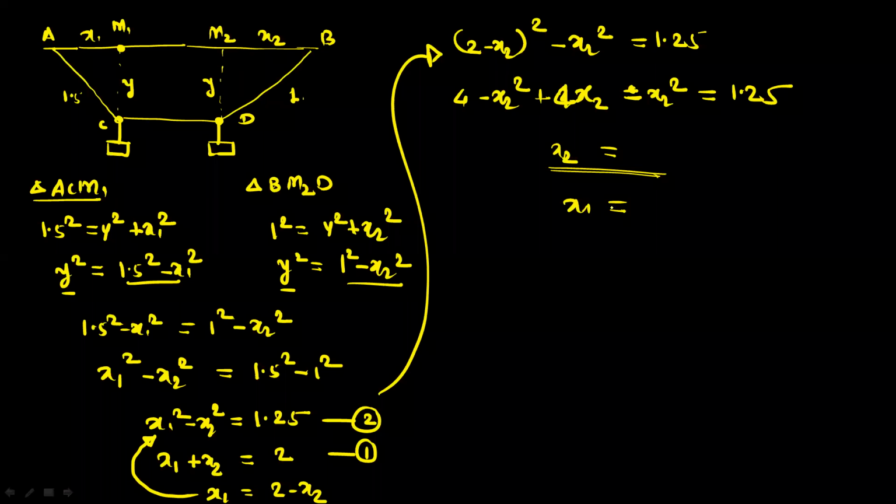From this, you will get the values. Just check the answer: you will get x1 as 1.3125 and x2 as 0.6875. Just take this answer. From this equation, we will get the x2 value. Then put this x2 value in equation 1 or equation 2, and then get the value of x1.